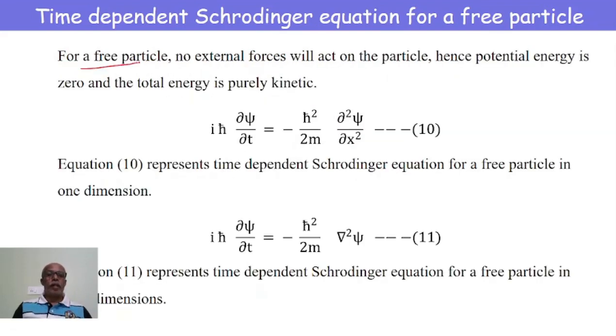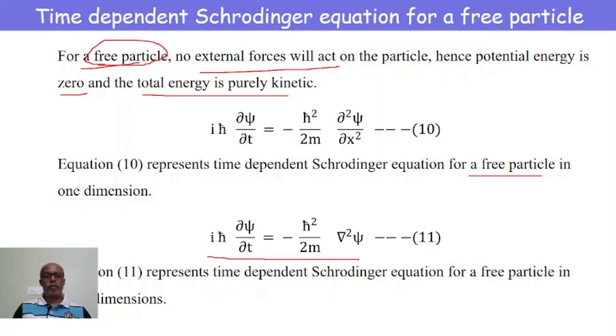Now, for a free particle, no external forces will be acting on it, so the potential energy of the particle is zero. Since the particle is a free particle, the total energy of the particle will be only due to its kinetic energy. Therefore, we get i h cross d psi by dt equals minus h cross square by 2m into d square psi by dx square, which is the time-dependent Schrodinger equation of a free particle. Similarly, the time-dependent Schrodinger equation of a free particle in three dimensions is given by equation 11. This is about the time-dependent Schrodinger equation of a free particle.